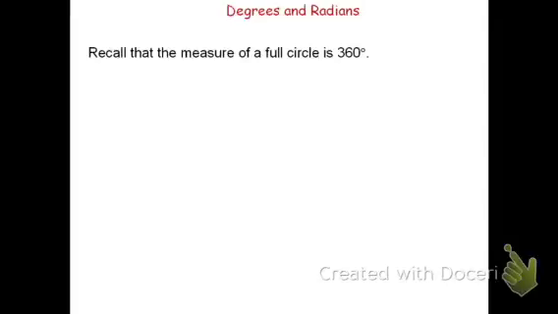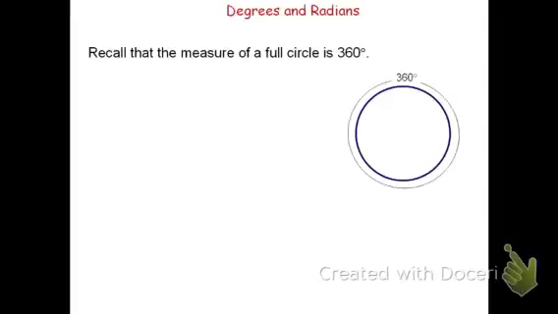In this video, we'll review how to convert between degrees and radians. So to begin, remember that a full circle is 360 degrees. Okay, so if a full circle has a measure of 360 degrees, we can convert this to radians.